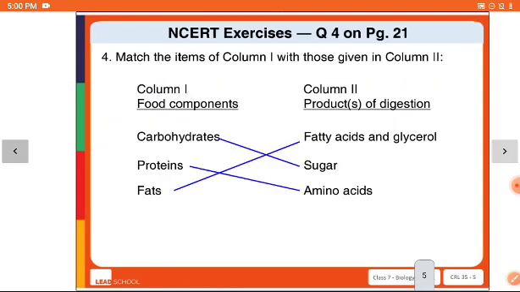Next is question number 4, page number 21 on your NCERT exercise. So open your NCERT page number 21. You have to see this slide according to your matching. In column 1 is given a food component, in column 2 the product of digestion. So carbohydrates give sugar, protein gives amino acids, and fat gives fatty acids and glycerol.